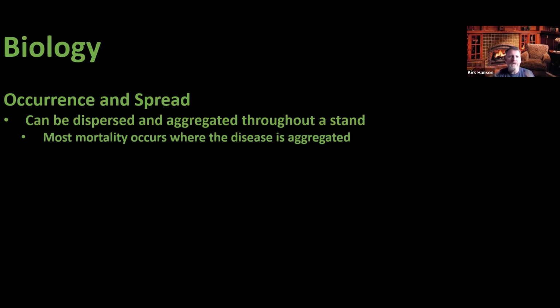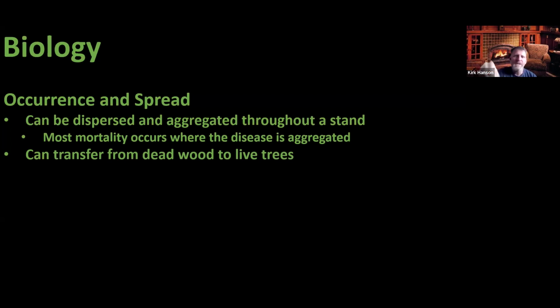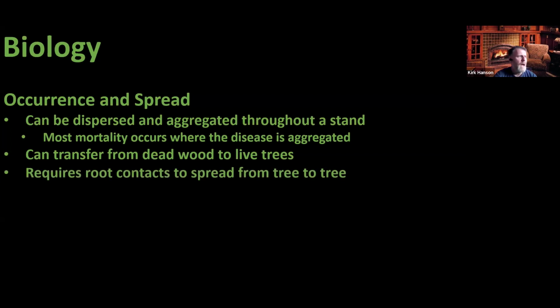And so it's infected numerous trees, and so the mortality is higher in these aggregated areas, and it just continues to add to its hosts. And then this is one thing that I learned, that it can transfer from dead wood to live trees. So it's not spread solely by root grafting. So again, if there is a stump or some roots that are infected in the forest, and live roots come in contact with those dead roots or that dead stump, that fungus can carry into the live roots of that tree. But otherwise, again, it typically requires root to root contact to spread from tree to tree.